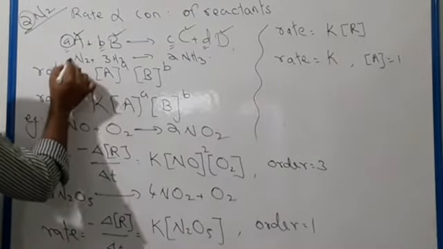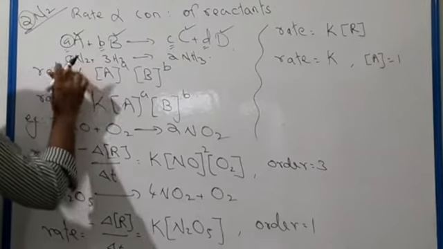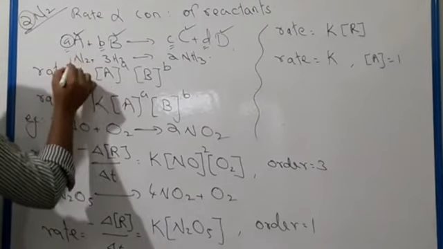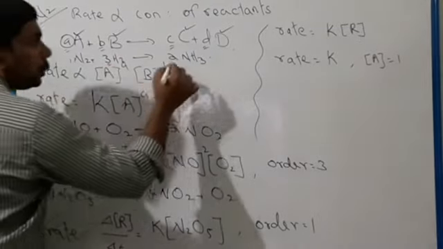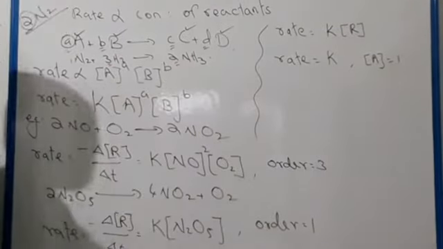Here, N2, it will be 1 N2, coefficient 1. So here the coefficient is 1. 3H2, here the coefficient is 3. 2NH3, here the coefficient is 2.